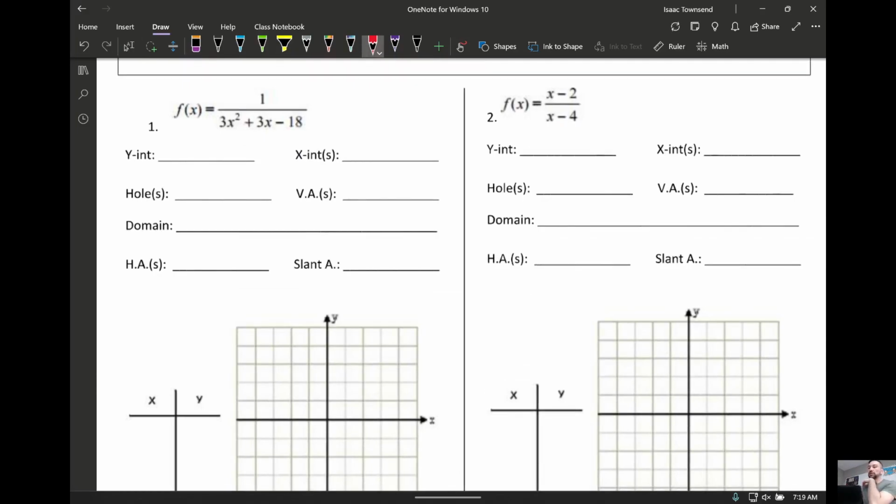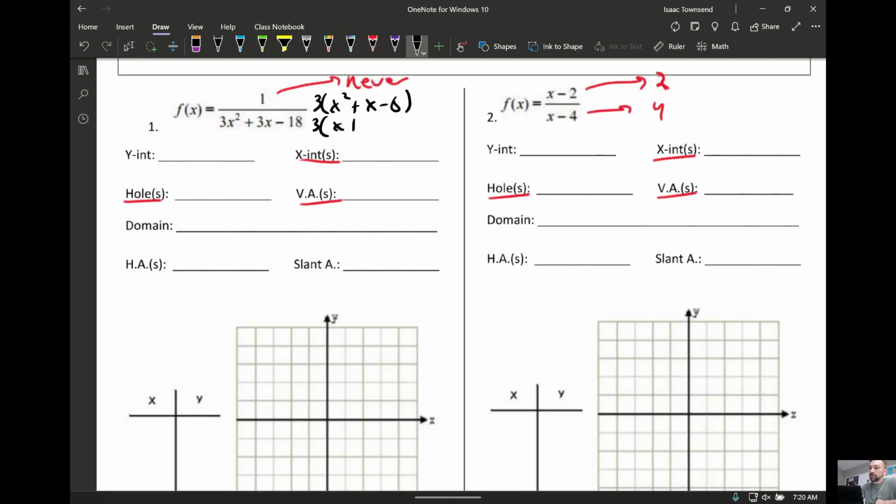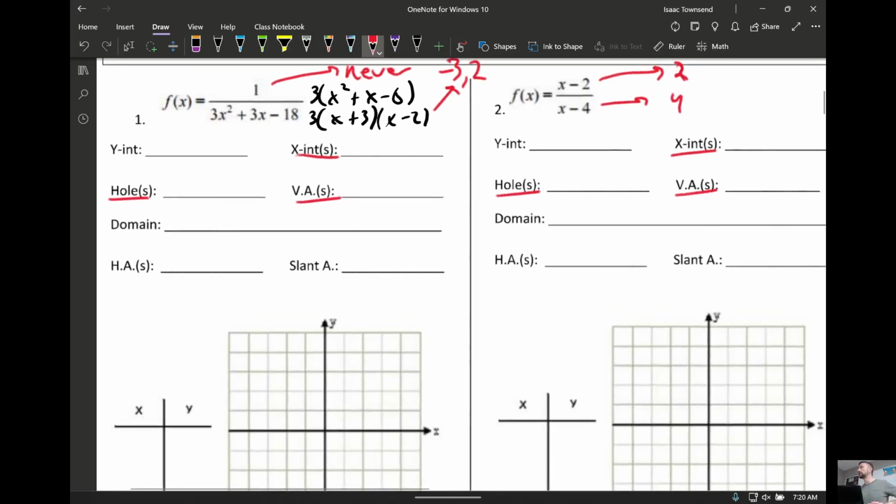Okay, so for questions 1 and 2, to find x-intercepts, vertical asymptotes, and holes, we need to know what numbers make the numerator 0, and what numbers make the denominator 0. So sometimes, like question 2, if nothing needs to be factored, then that should be pretty much instant. Over here, question 1, the numerator 1 never equals 0. But the denominator, sometimes you're going to have to do some factoring. So factor out a GCF of 3, factor your trinomial, all so that you can set each one of these factors equal to 0. So sometimes it's a little bit less work than others, but we need to know what numbers make the numerators and denominators 0.